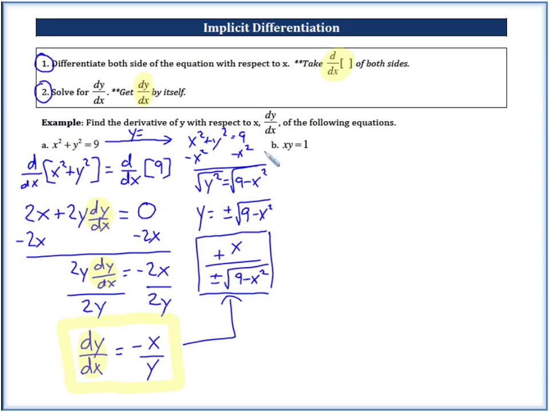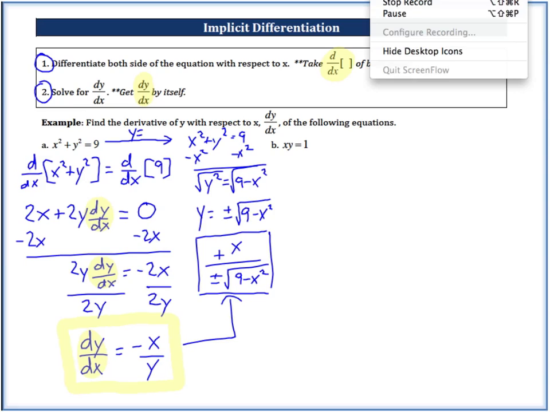All right, let's move on to letter B. And I want you to try this one by yourself. Okay, go ahead and find the derivative of y in terms of x, and then see if you can get the derivative only in terms of x. So I'm going to pause the video, come on back in a few seconds when you're done here.